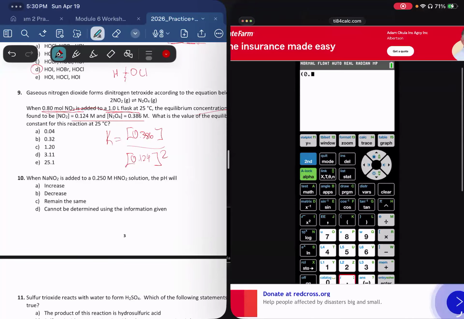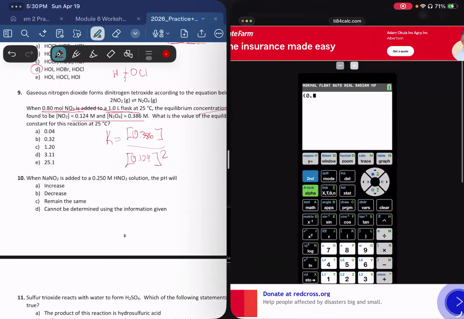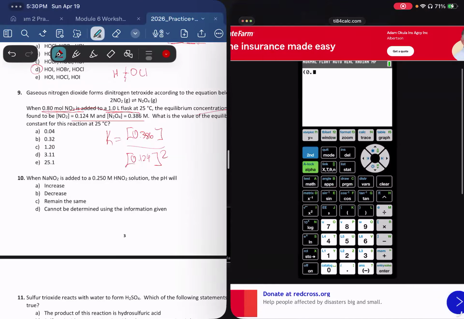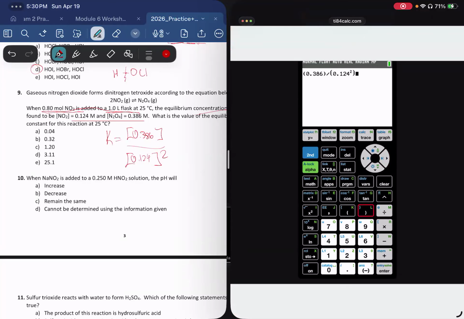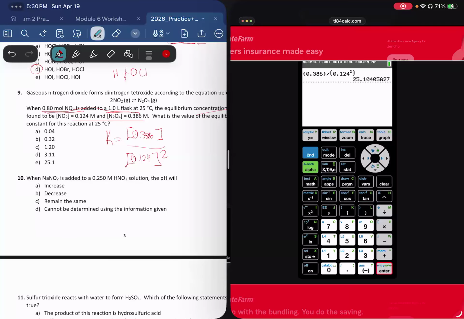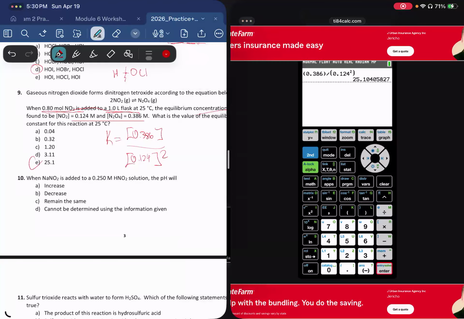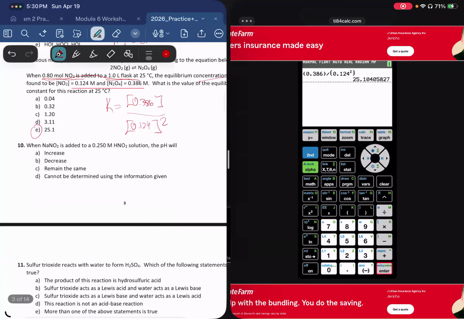0.386, let's decrease that a little bit more, divided by 0.124, and this is squared. So I'm going to do that. Let's check if everything's right. Everything looks right. So I got a value of 25.1. All right. Everything looks good. So that sounds good.